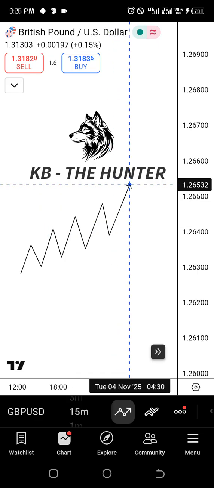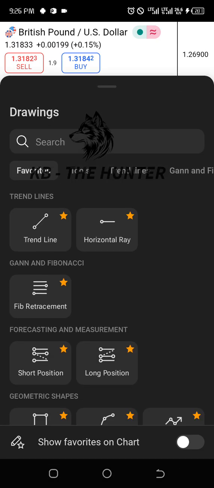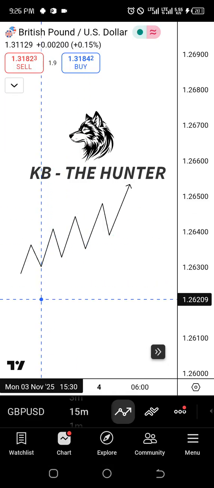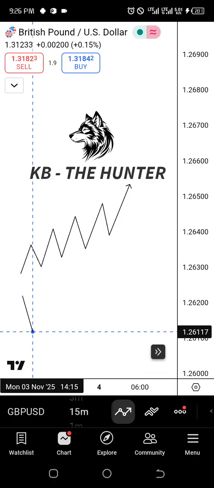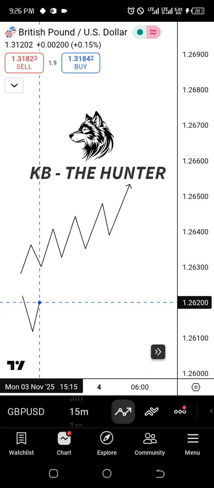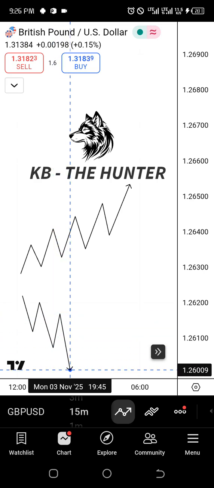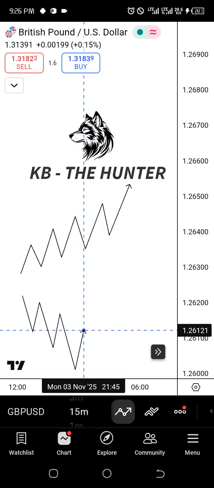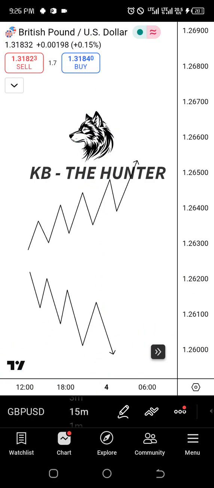Then we have the second market structure, which is the bearish market, which is the downtrend. So lower high, lower low. Lower high, then we have a lower low here. Lower high, lower low, lower high, lower low, and so on and so forth. So this is basic market structure.